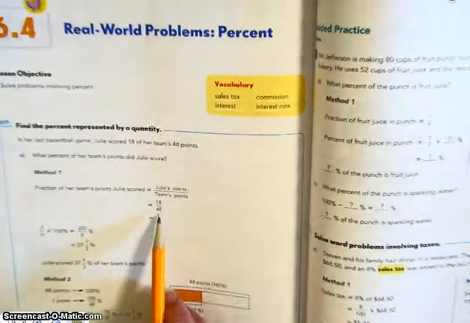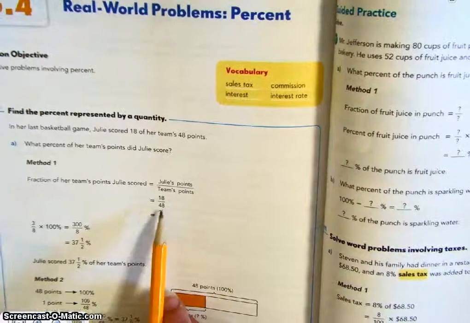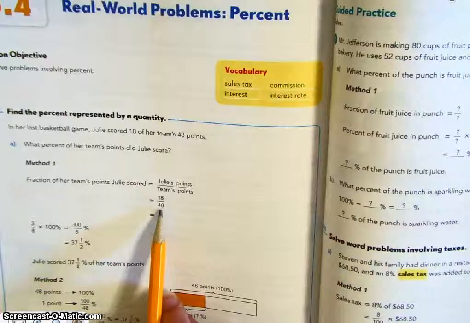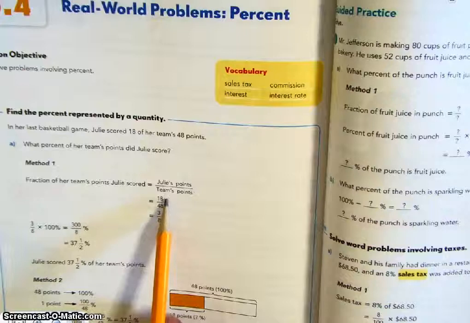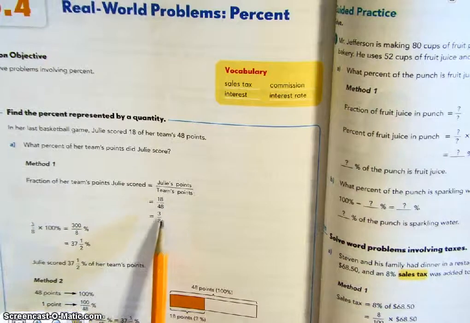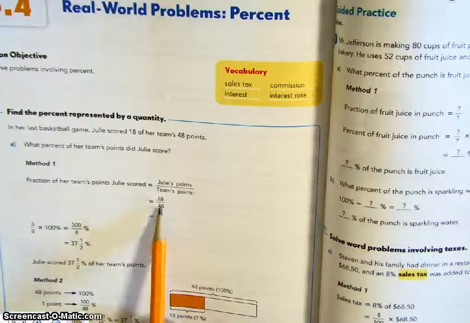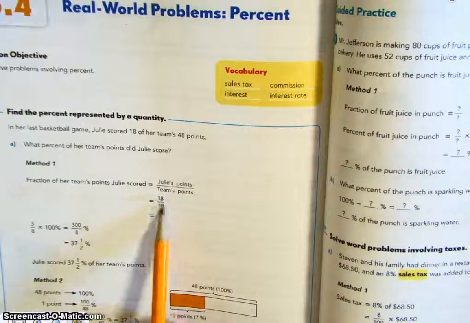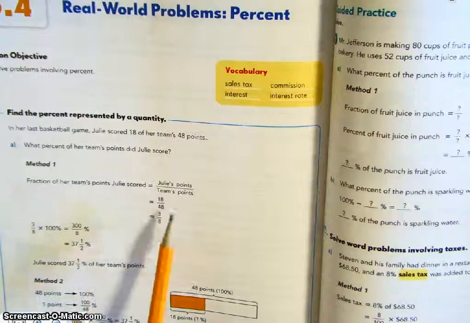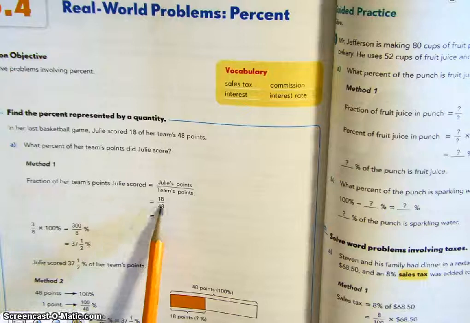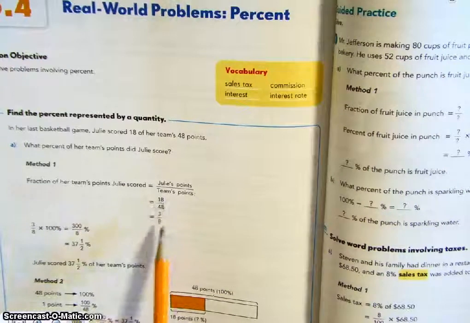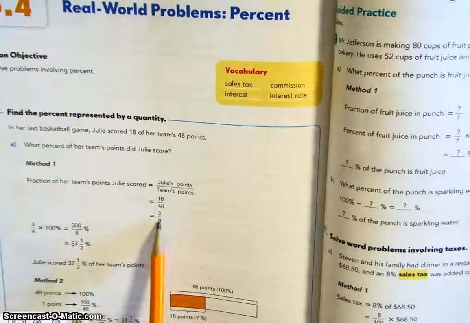I'm going to go ahead and zoom this in a little bit. The real number for 100% is 48. The real number for Julia's points is 18, and they want us to find what percent her real number of 18 is. So essentially we just put them in a fraction like we did for all of our other units, the real number for 100% on the bottom, and the real number for Julia's points on top, and then we just reduce it.